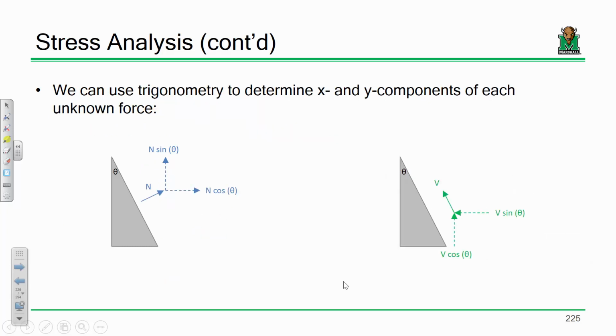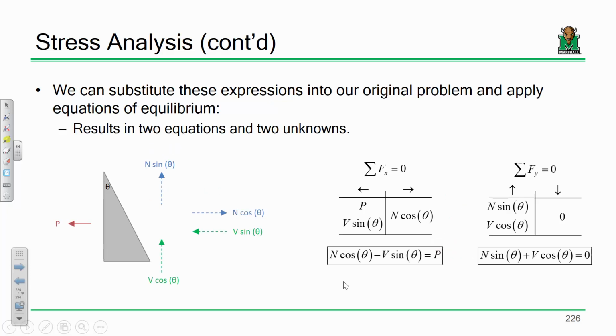If I go back to this and I've got x component forces and y component forces, I can break out my old familiar sum of forces in the x direction and my sum of forces in the y direction to result in two equations and two unknowns. So I've got N times the cosine of theta minus V times the sine of theta equals P. How did I get that? Well, everything going to the left has got to equal everything going to the right. So I've got P going to the left, and I've got V sine theta going to the left, and to the right, I have N cosine theta. So sum that up, and I have this equation.